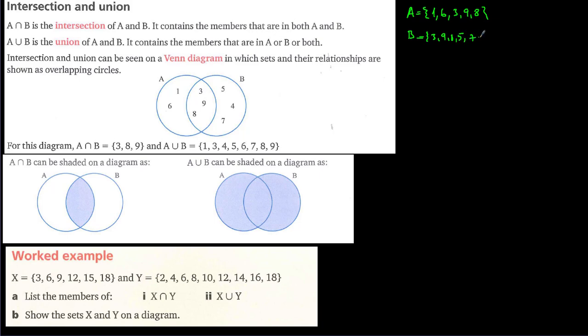Then 5, 4, and 7 are the other elements of the set B. Now, if we are talking about the intersection, we should write the common elements. Which elements are common? 3, 9, and 8 are the common elements. So A intersection B, as shown here, is 3, 8, and 9. They are common, so this is the intersection part.